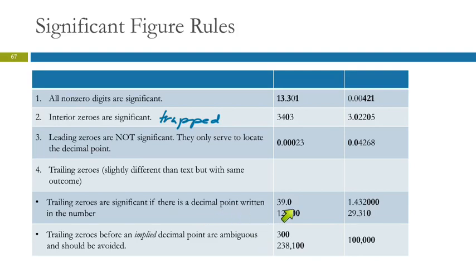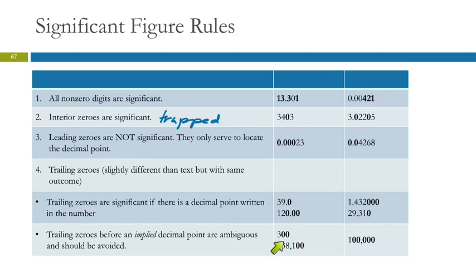So here we have the number 39.0. So that 0 is a trailing 0. It's just at the end of the number. There is an actual written decimal point, and so then we're going to count that as a significant figure. 120.00. There's 3 trailing zeros there. There's a written decimal point. It doesn't matter where the decimal point is, but that it's actually written.